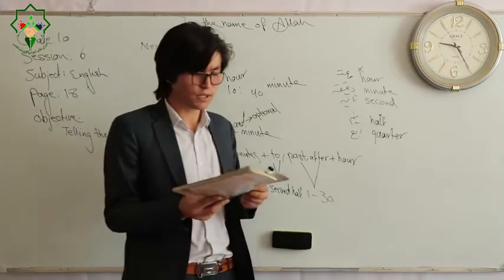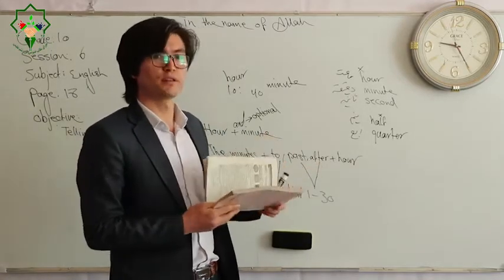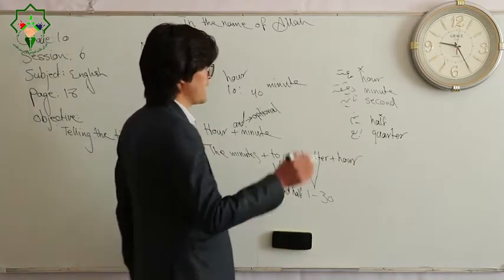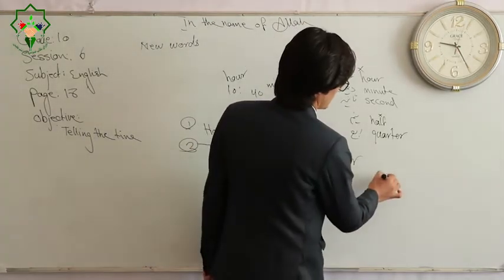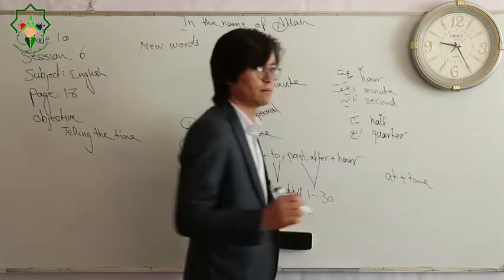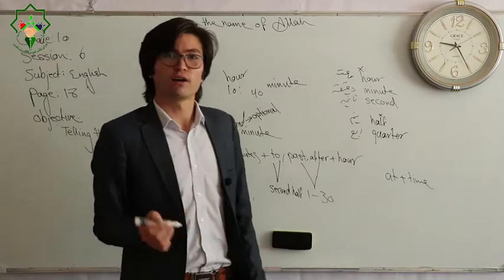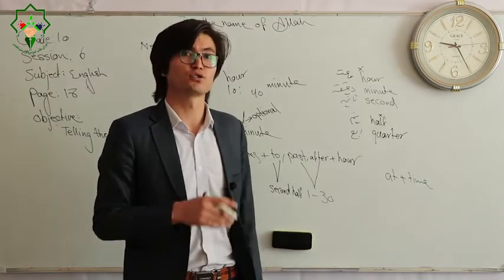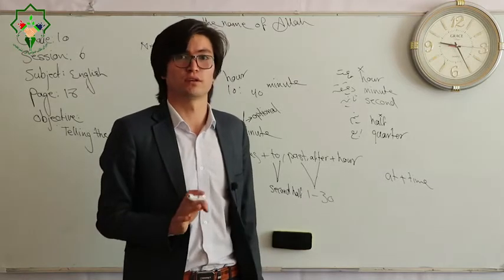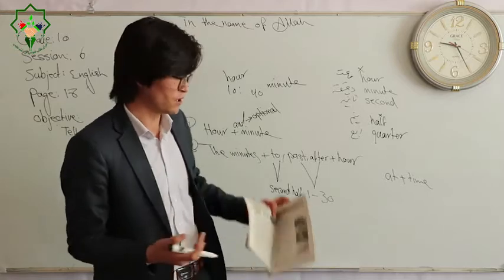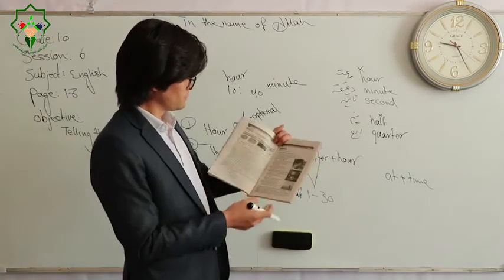Got it? Now come to this text. And one more thing. If you want to mention the time, you have to use the preposition at before time. Got it? At. For example, I arrive there at 8 o'clock. Not on 8 o'clock or in 8 o'clock. Okay? At 8 o'clock. At. Got it? So, let's read this one.